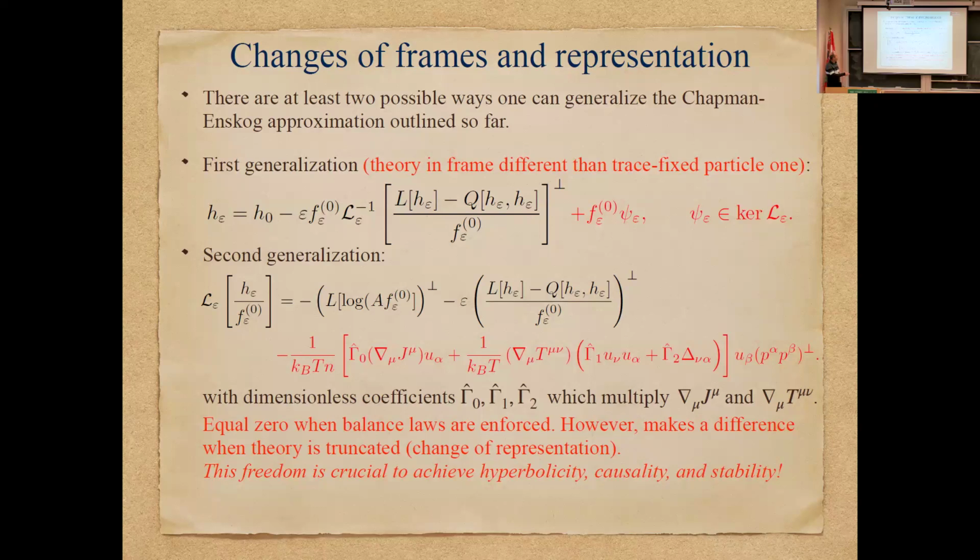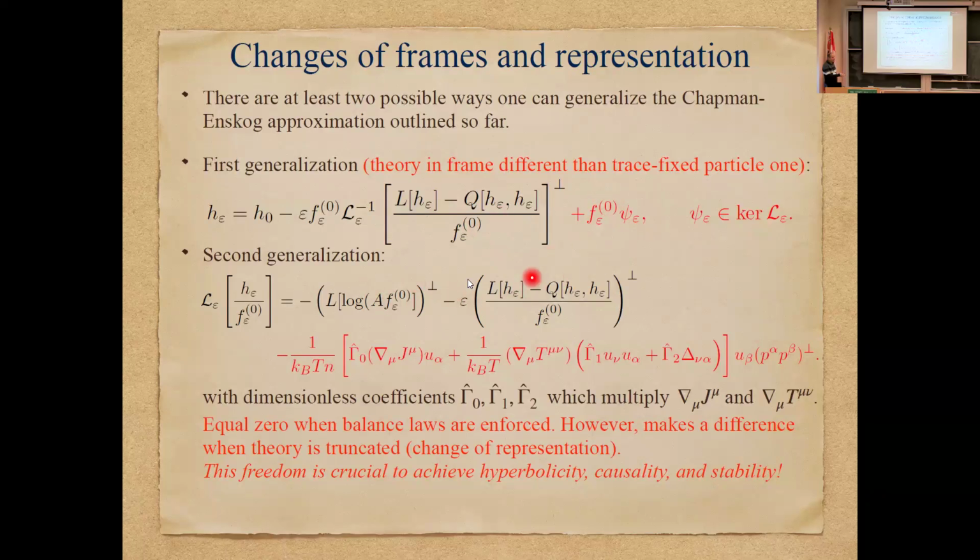But if you prefer to work in a different frame, then when you have this implicit equation for H epsilon, you could add here an element of the kernel. So this is allowed. And what this would produce for you is a fluid theory in a different frame. So you have this freedom here.